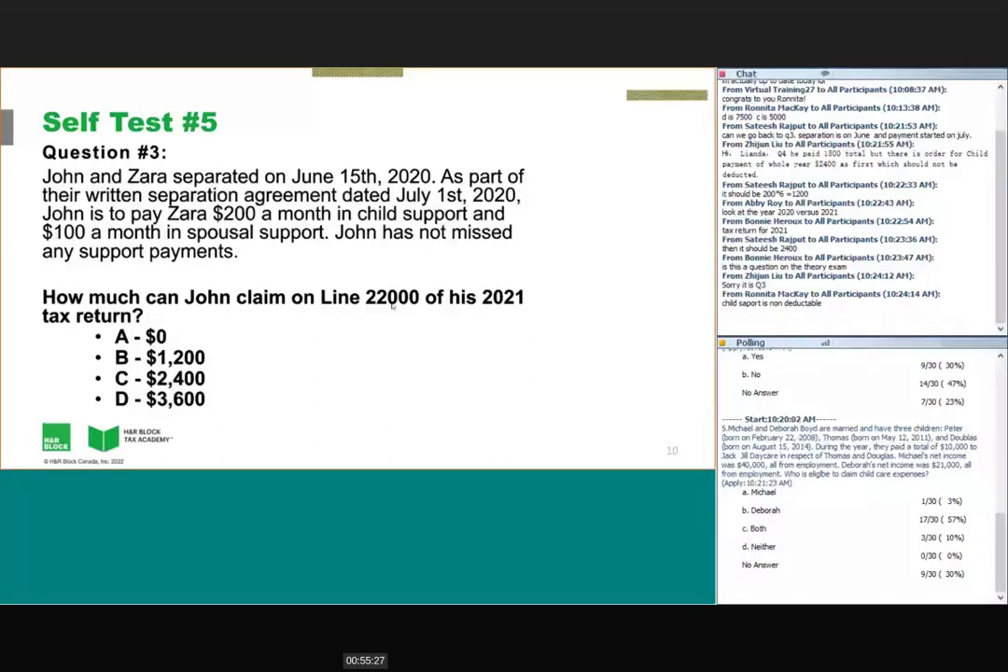So in this question, we have this taxpayer who pays $200 in child support and $100 in spousal support. He pays $300 a month, so he does have to report that. 300 times 12 is $3,600, but he can only deduct the spousal support. So that's why the answer is $1,200. Is that clear?